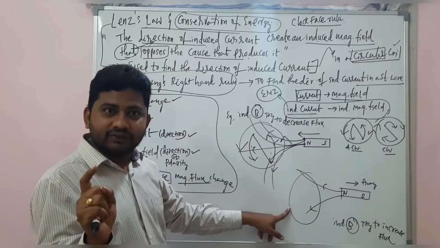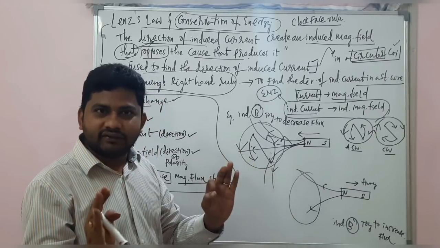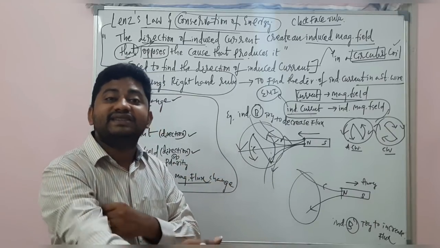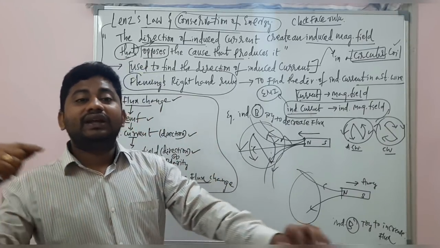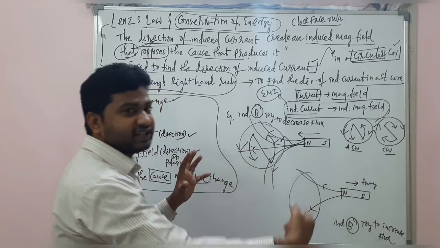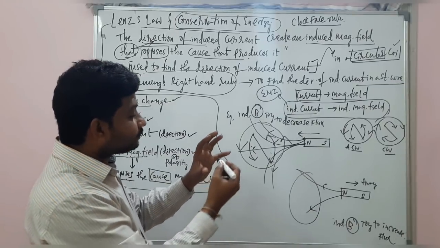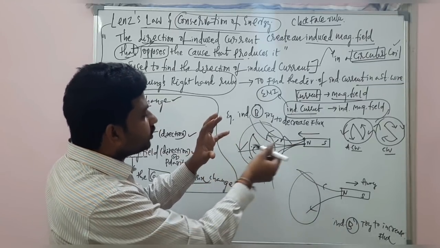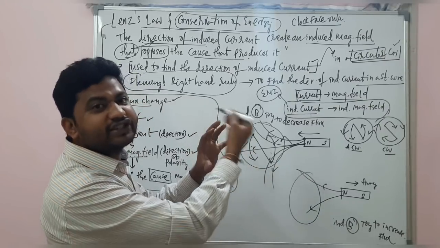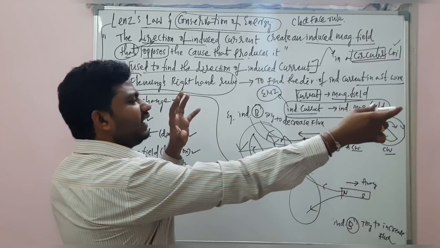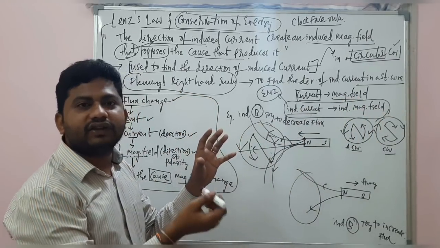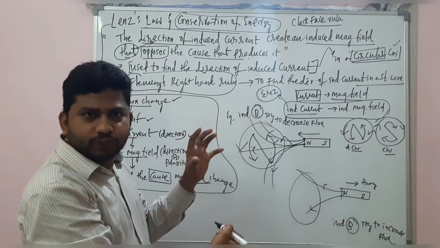Now what happens? That coil will produce a magnetic field, and that magnetic field will try to increase the flux by sending the magnetic field in the same direction as the flux, the same direction as the initial magnetic field lines. So in the same direction you need magnetic field lines, which means this particular face needs to be a south pole. Understand? Because the field lines are already in this direction.